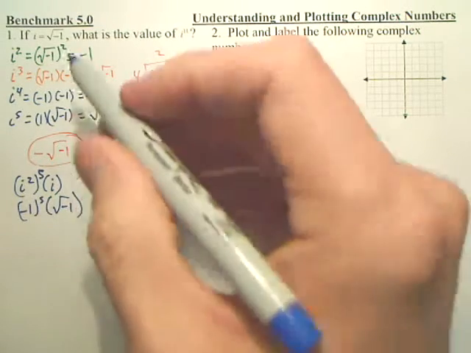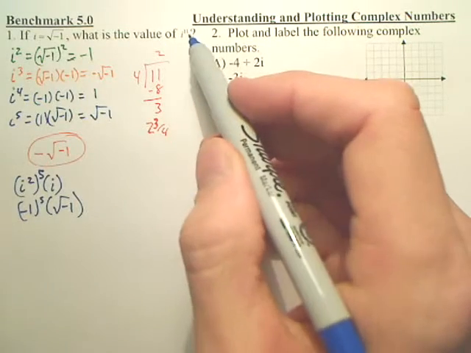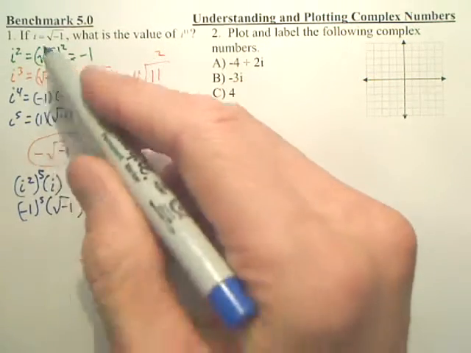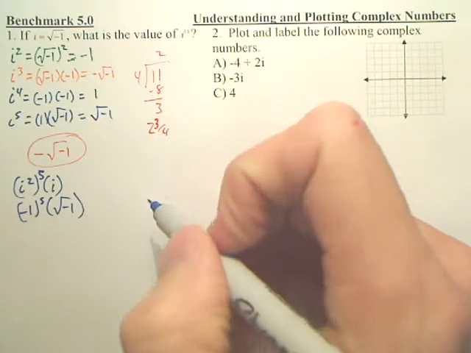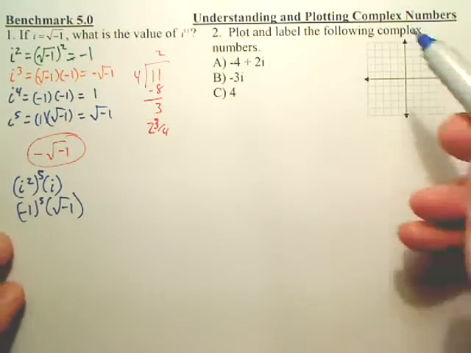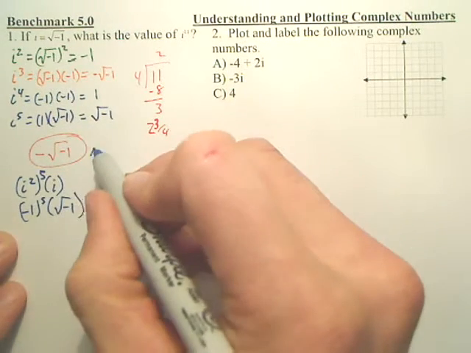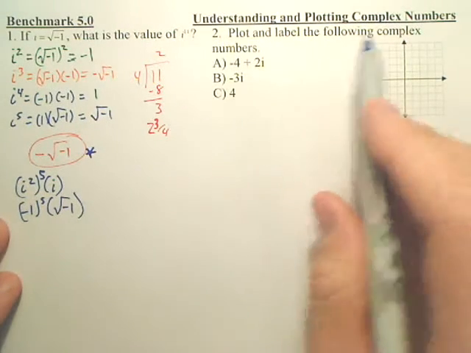There's multiple ways. You can either look at your i squareds and your i's and create i to the 11th, or you think of the pattern of 4s, and you go for every 4 to find the answer. There's 2 different methods. Okay, so this one was right there. There's your answer. Number 2, plot these numbers.